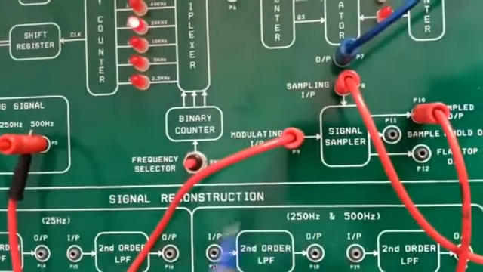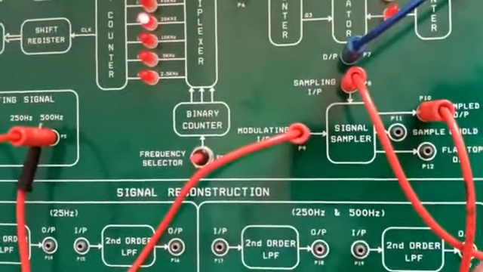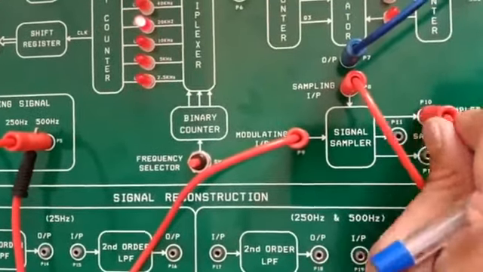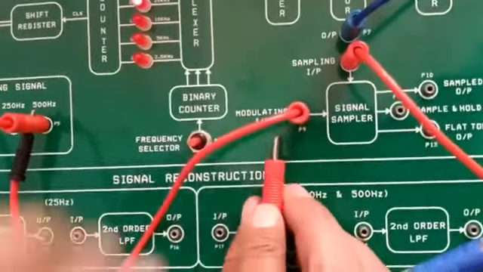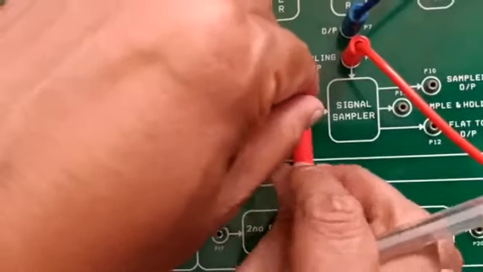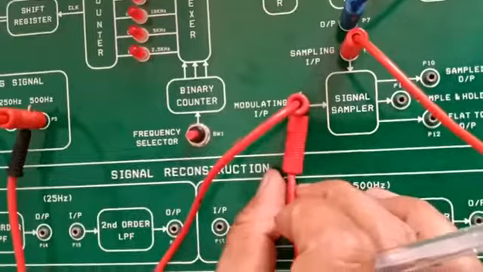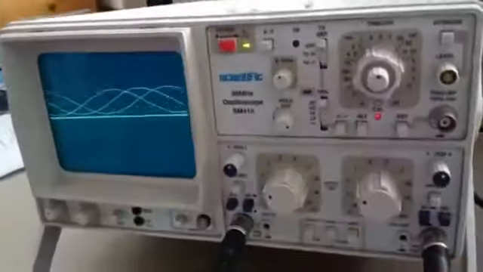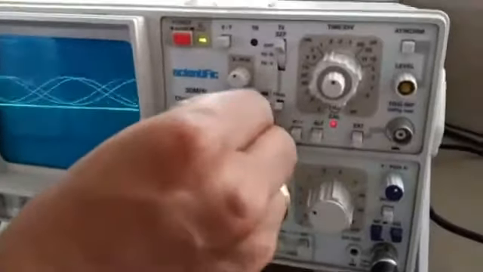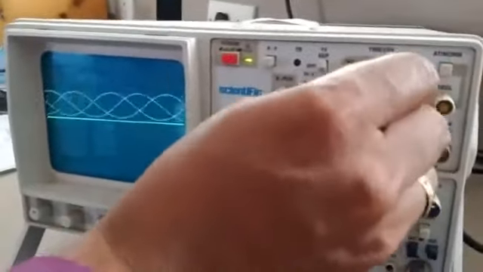Now here actually I am going to measure the sampled output. Already connections are made as per the circuit diagram. Now we are going to measure the input signal, right? First we have to measure the input signal. So I'm going to connect the CRO at the input of the signal sampler, and now the output will be like this. So this is the original input.